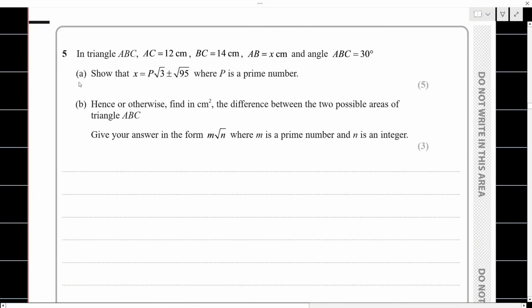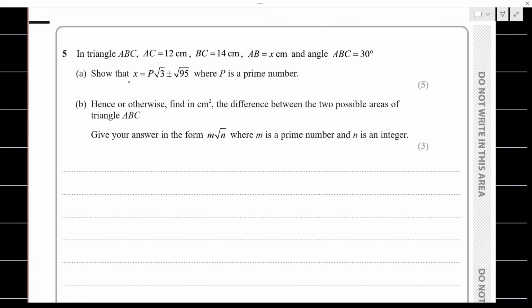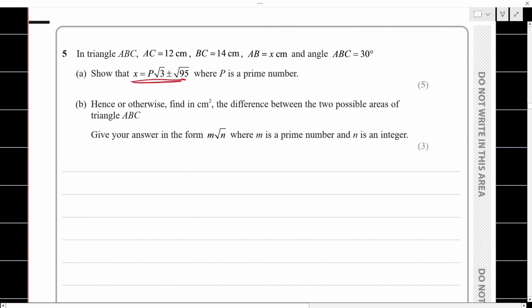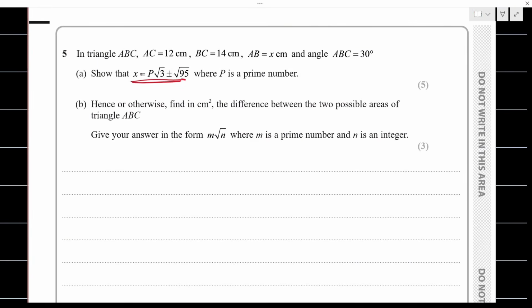In part A, we now have to show that X is equal to p into root 3 plus minus root 95. So in part A, we have to find the value of AB. We have to find the length of our side AB. We have to find the value of x from our given information. We can also see from the question that x has multiple values. As x is equal to p into root 3 plus minus root 95, we can see that there are two possible values of x. So when we find the value of x from the information given, we will find two different values of x.